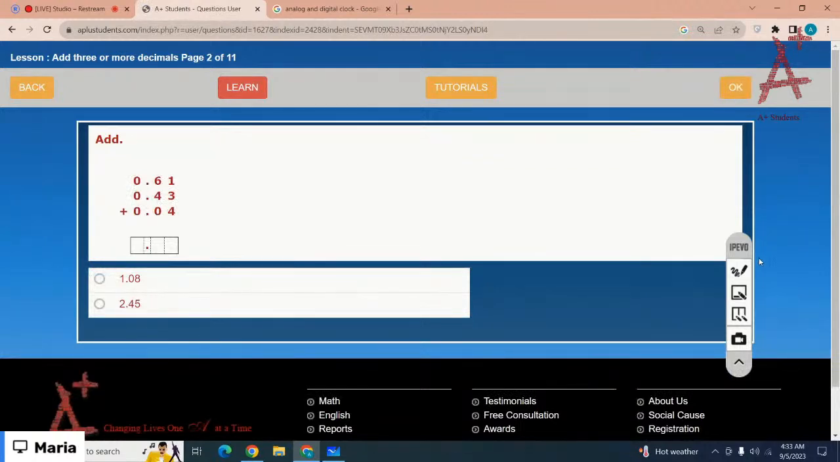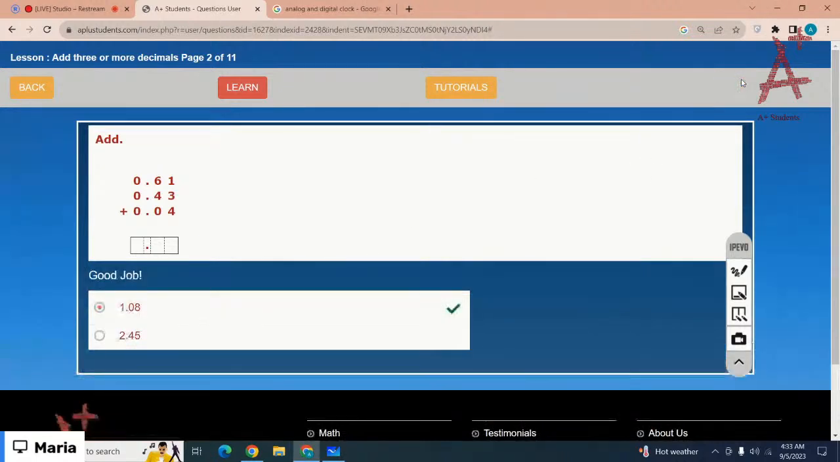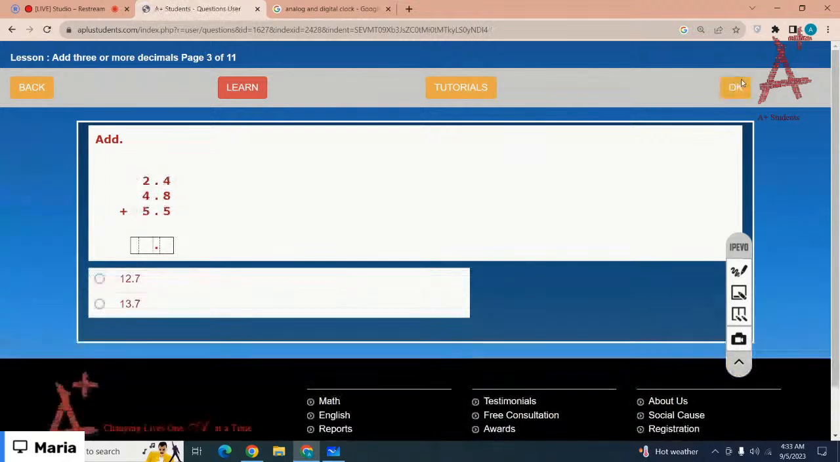Okay, let's add. You have 4, 5, 6, 7, and 1, 8. Then 6 and 4 is 10, write 0 here and carry 1. So it would be 1.08. The correct option is 1.08. That would be option number 1. Okay, the next one, you have to add. So it would be 8 and 5, 13.